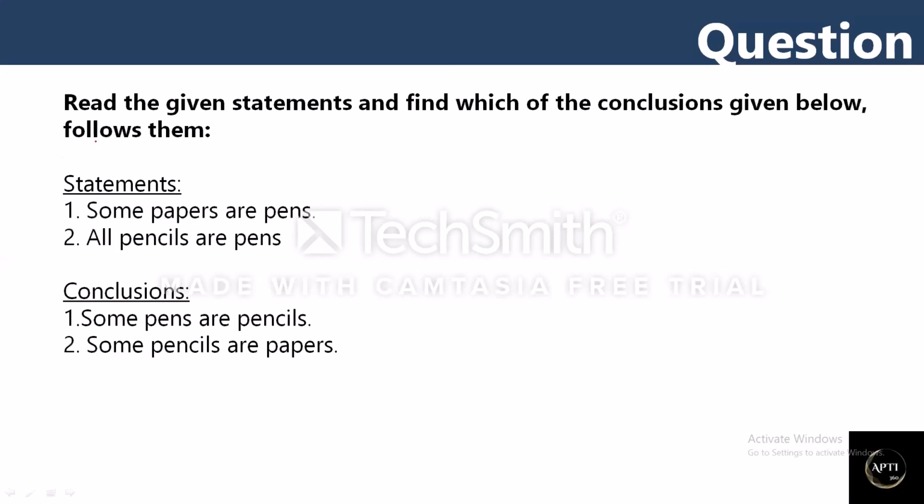Now we'll go with the next question. Some papers are pens. Here we can write it as papers. Some papers are pens. All pencils are pens, which means we need to draw a Venn diagram between pencils and pens without disturbing papers. How can I draw it? For the minimum case, all pencils are present in pens. Can I draw like this? All pencils present in pens. This is the minimum case.